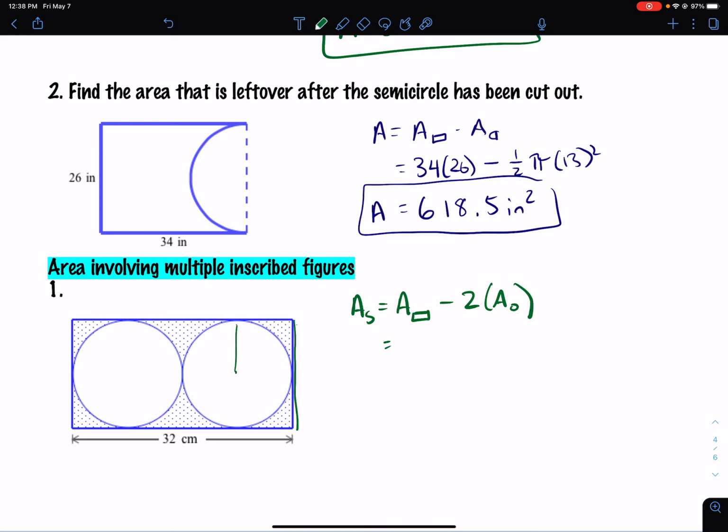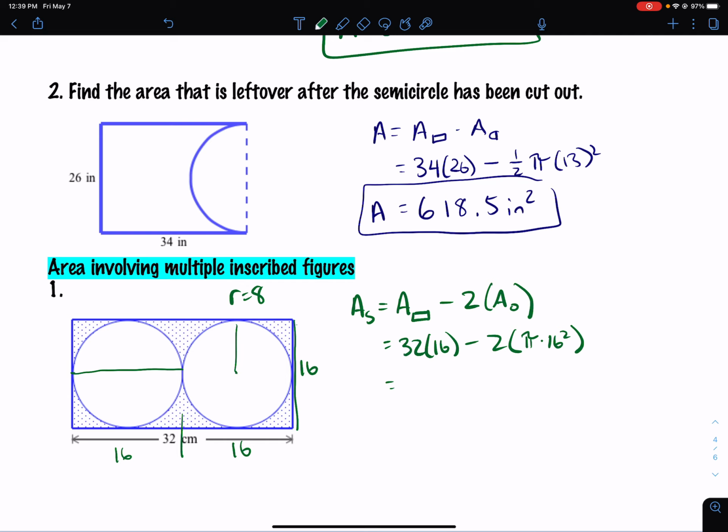So if this is 32 and I break that in half, that means this much is 16, right? So that means the diameter of the circle is 16, which creates the height as 16, which means my radius is then going to be 8, okay? Because obviously the radius is half of the diameter. So the area of the rectangle is going to be 32 times 16, length times width, minus 2 times the area. I'll use 3.14 for pi. So pi r squared. So pi times 16 squared, okay?